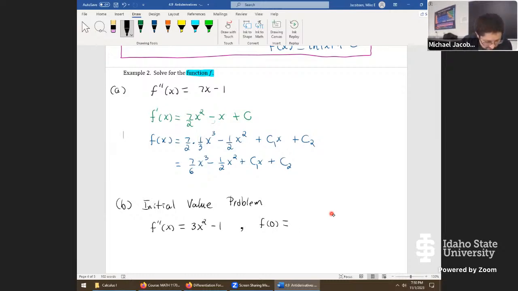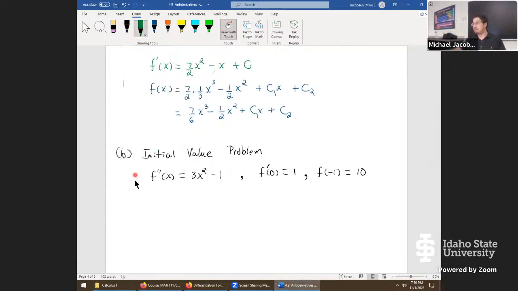Or excuse me, f prime at 0 has to be exactly 1 in this problem. We have to make sure what those primes are. And the next one is that f at -1 is 10. So we have information about the first derivative, and we have information about the original function we're solving for, that f that's being mentioned above, and they gave us the second derivative. But we can do this, we just have to work in steps. First, we peel off a prime by finding an antiderivative.